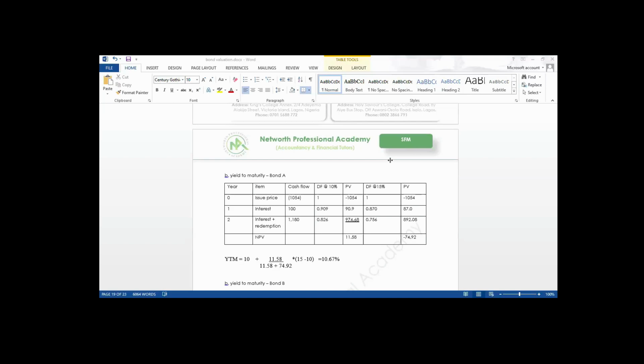If it is 10%, it is positive, Abby. Yes, sir. So at 10%, we have a positive NPV of 11.58. What do you now do to get a negative NPV? We use a higher percentage. So what are you assuming? 15. You are just taking my own now.